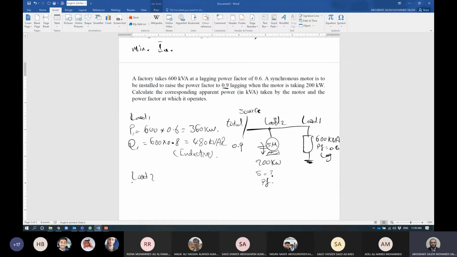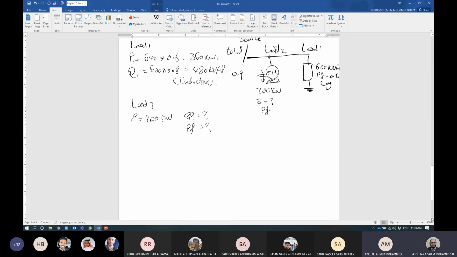For load number 2, guys, which is the synchronous motor, we have only P. P is given as 200 kilowatts. Q is unknown, power factor is unknown. Regarding the overall power now, guys, what is the overall power?